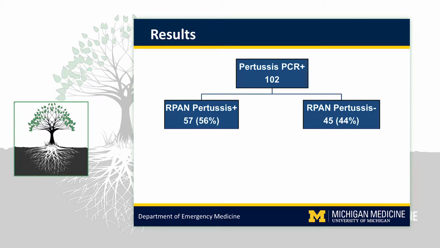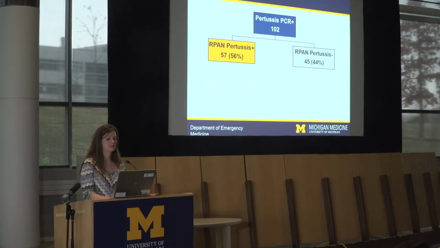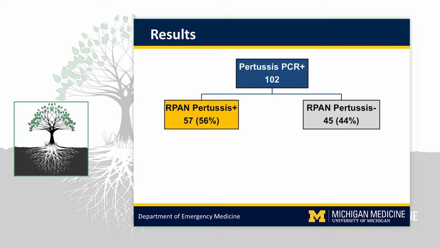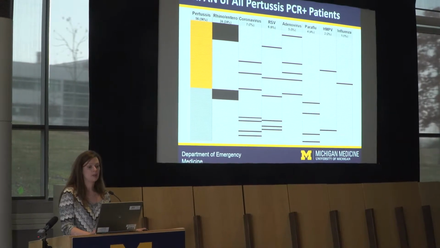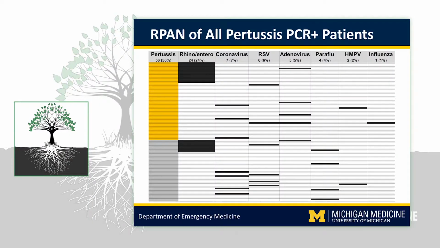In the following slides, we will look at the specific RPAN results for the entire cohort of dedicated pertussis PCR positive patients. The RPAN pertussis positive patients will be represented in yellow, and the RPAN pertussis negative patients will be represented in gray. This heat map displays the RPAN results of all pertussis PCR positive patients, and each row represents an individual patient. The first column demonstrates the RPAN results for pertussis. The yellow shading indicates the 56% of patients that were also positive for pertussis on RPAN, while the gray shading indicates the 44% of patients for whom RPAN testing was negative, the potential missed cases of pertussis.